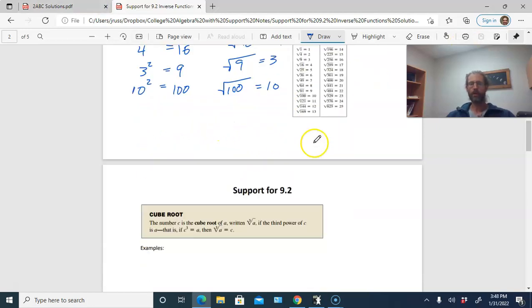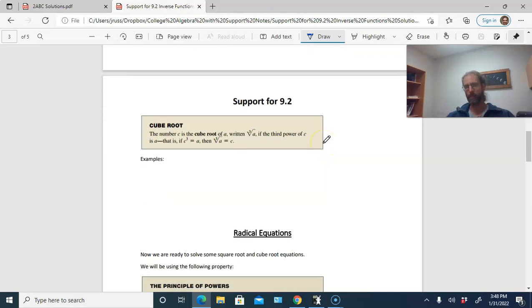Okay, now what about a cube root? Cube root is very similar. A cube root, it says the number c is said to be the cube root of a, and it's written like this. If the third power of c, or in other words, if you can raise c to the third power, or cube it, and you get a, and that means c is what we call the cube root of a. So let me give you some examples. So with cube roots, guys, you're going to see an index. There'll be a little 3 sitting right there. This is how you know that it's a cube root and not a square root.